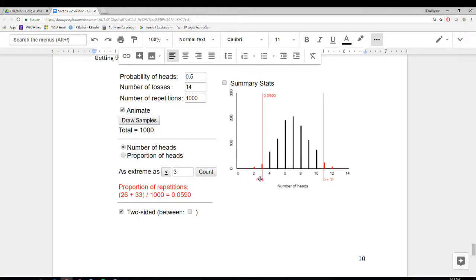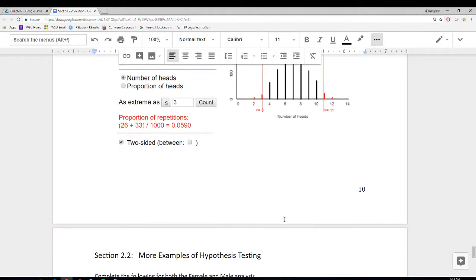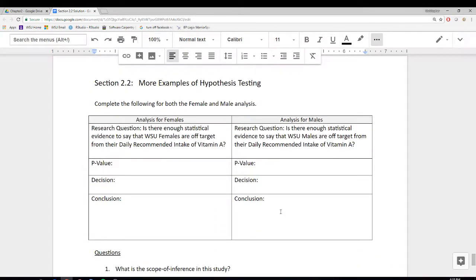Okay, so that's suggesting that 3 is somewhat of an outlier against this reference distribution. It doesn't quite meet the 0.05 threshold, but it's certainly more of an outlier than what we saw for females. So let's go ahead and complete these analyses for both males and females. Let's do the females first here.